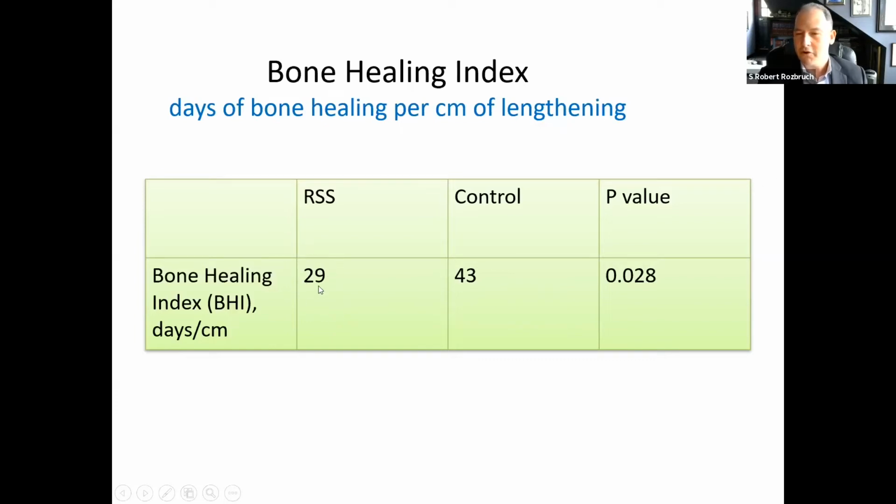So lower number is better. Lower number means that the bone healing is faster. And so we were able to show that the bone healing in RSS patients was superior, faster, and more predictable than a control group of pediatric patients, with the caveat that these RSS patients were on human growth hormone.